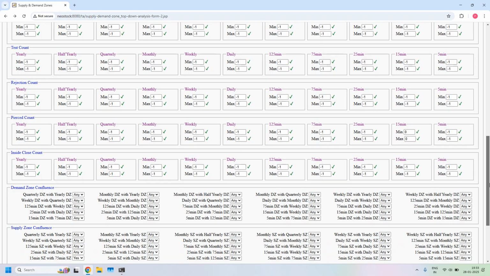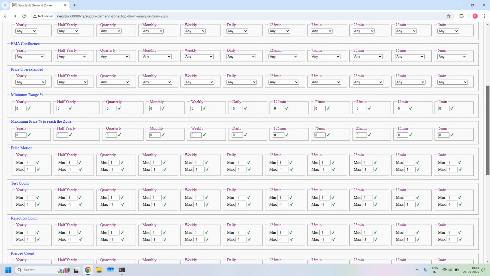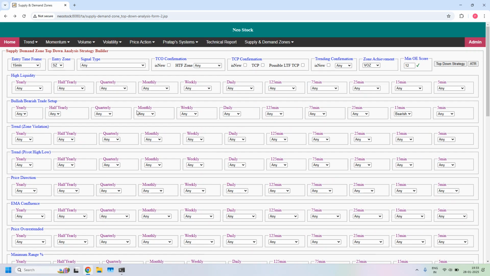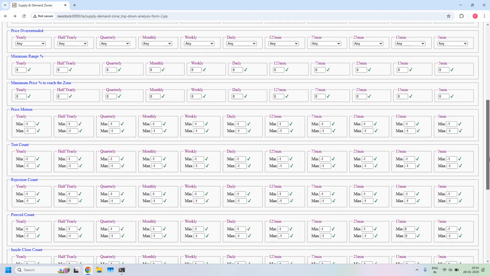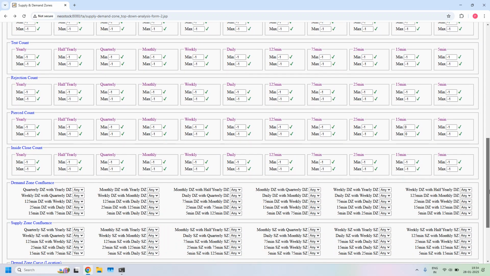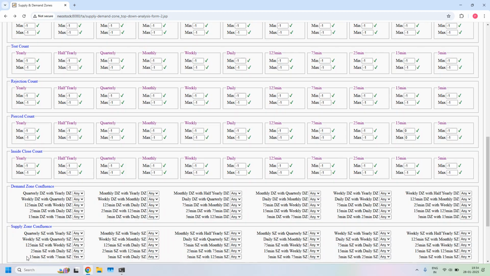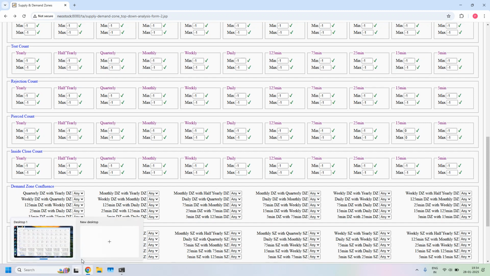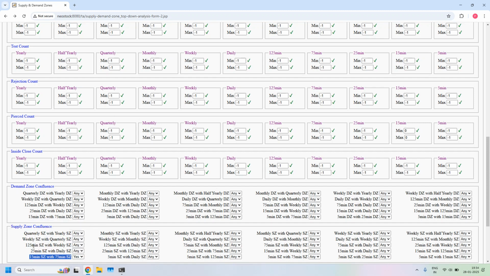I think something wrong happened. What I do, I will repeat this once again. First, let us look for LTF, ITF supply zone confluence. Oh, I'm sorry, it is already there. Sorry for my mistake. Already we set first filter, so no need to repeat. 15-minute supply zone and 75 is already set in the previous report, so it is available.